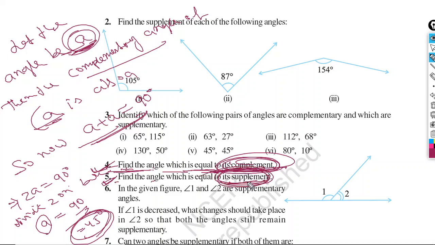So supplement means, you know, for supplementary angles, the sum of two angles is 180 degrees. So again for question number 5 the solution will also be the same. Let the angle be A. Then you will write, the supplementary angle, because in this question number 5 it is a supplementary angle.